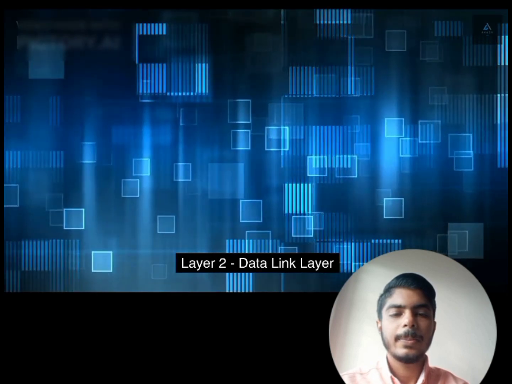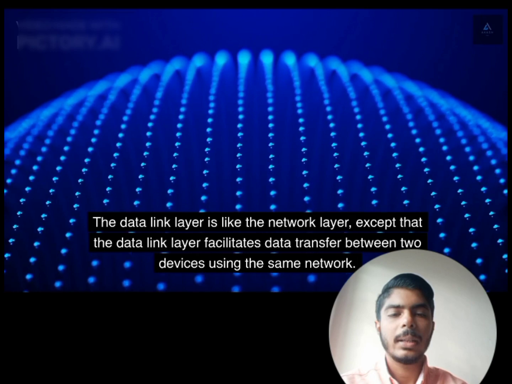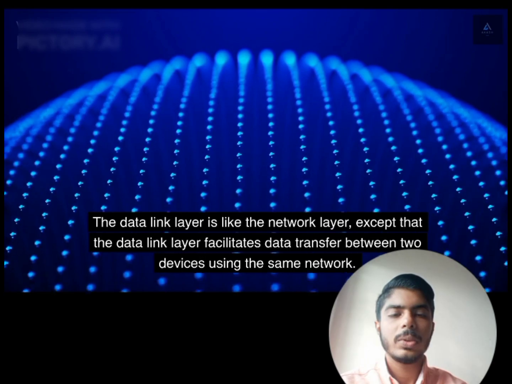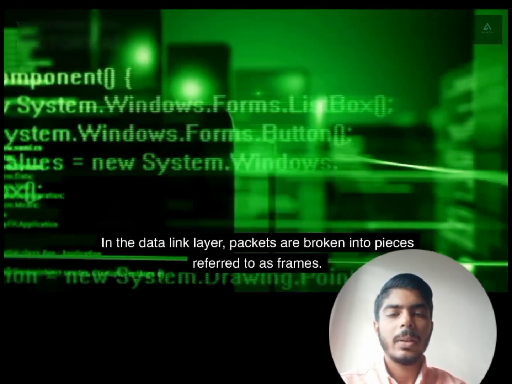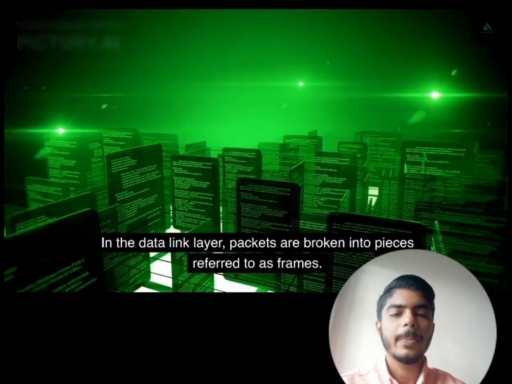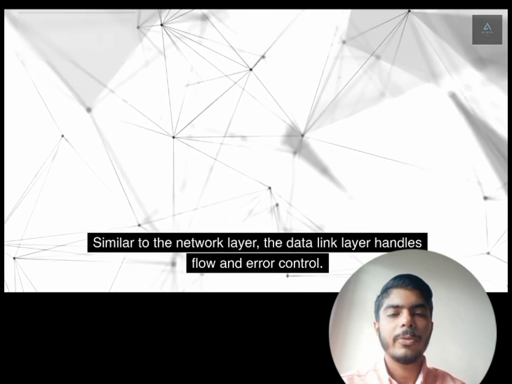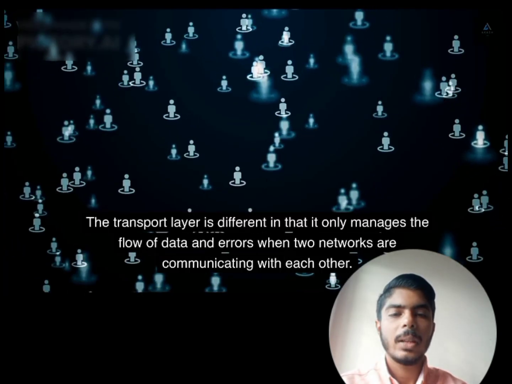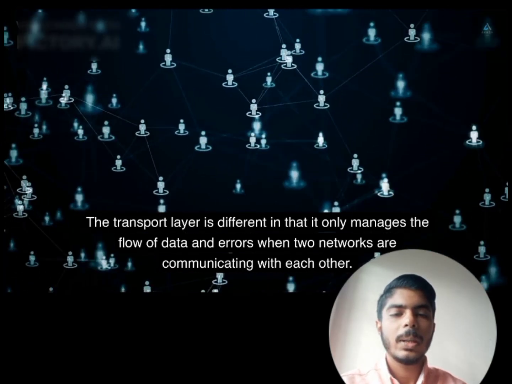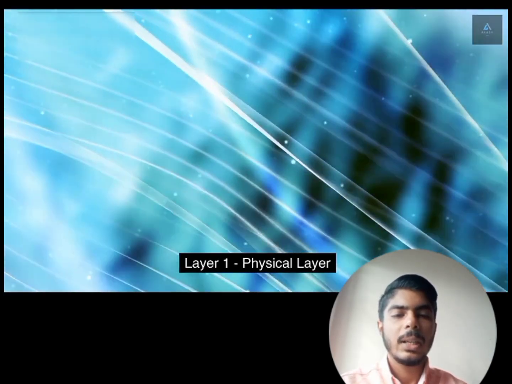Data link layer. The data link layer is like the network layer except that the data link layer facilitates data transfer between two devices using the same network. In the data link layer, packets are broken into pieces referred to as frames. Similar to the network layer, the data link layer handles flow and error control. The network layer is different in that it only manages the flow of data and errors when two networks are communicating with each other.